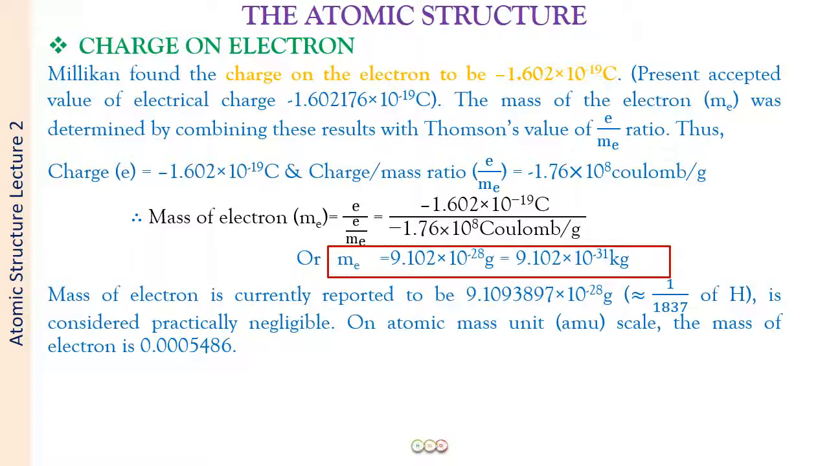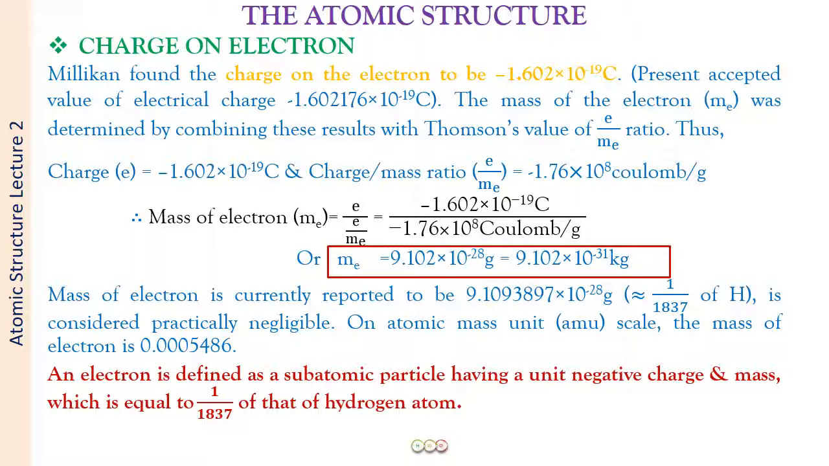And the mass of the electron is so small, it is approximately 1837 times less than the mass of a hydrogen atom. Hence it is practically negligible. This mass is so small that while calculating the mass of an atom, we do not count the mass of an electron. Even on the atomic mass unit scale, the mass of the electron is 0.000548. So if you add the mass of these electrons to the mass of an atom, it is not going to make much of a difference.